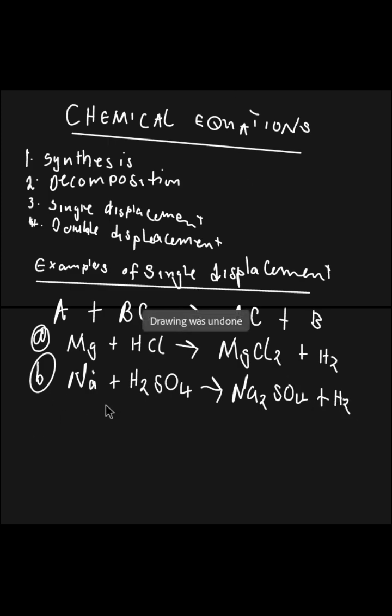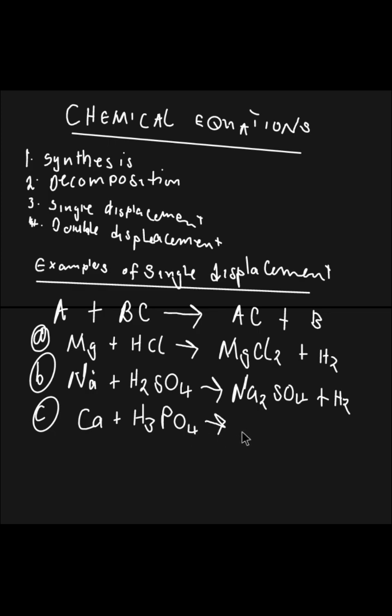Then the last example that we are going to look at is if you have calcium reacting with phosphoric acid, your product here will be calcium phosphate.